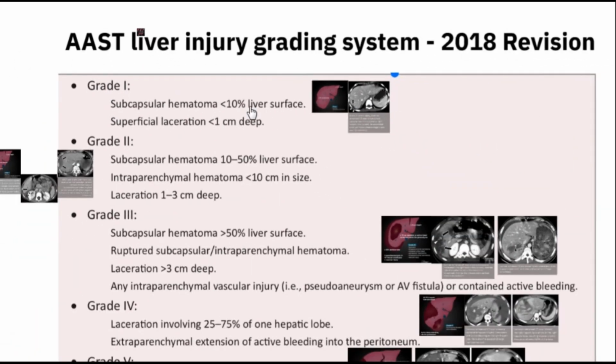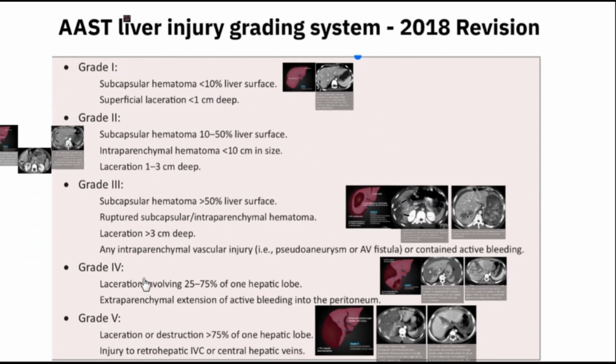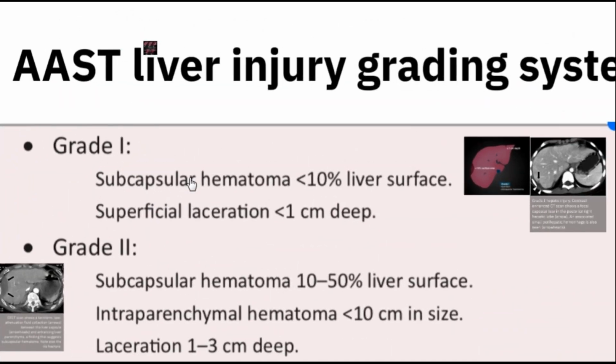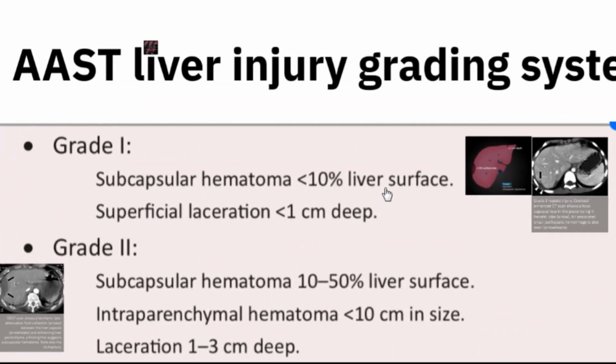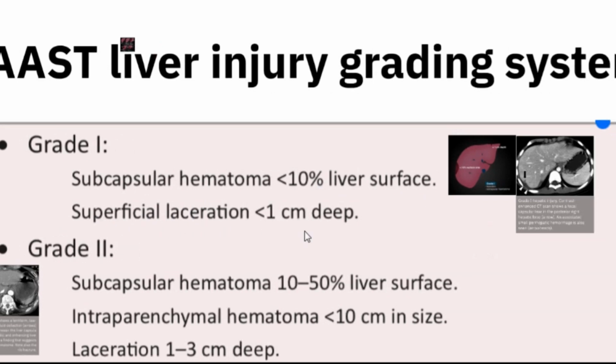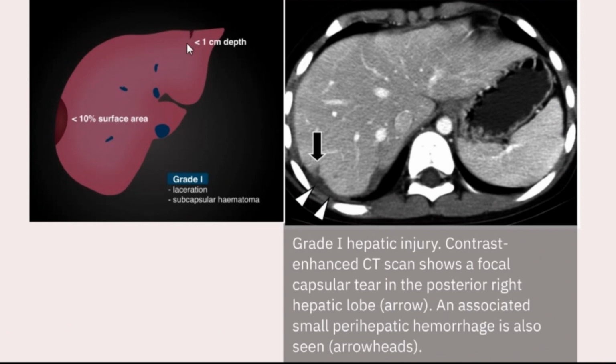So, of course, we have 5 grades, grade 1 to grade 5, and of course this increases in severity. So grade 1 is considered when we have a subcapsular hematoma less than 10% of the liver surface, or a laceration that is less than 1 cm deep. We can see there's a defect in the parenchyma. This should be less than 1 cm in order to be regarded as grade 1, or if it is less than 10% of the whole surface area of the liver, this is regarded as a grade 1 liver injury according to the AAST criteria.